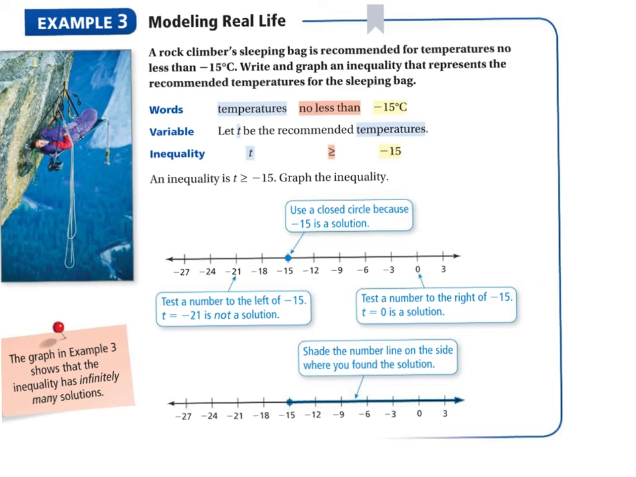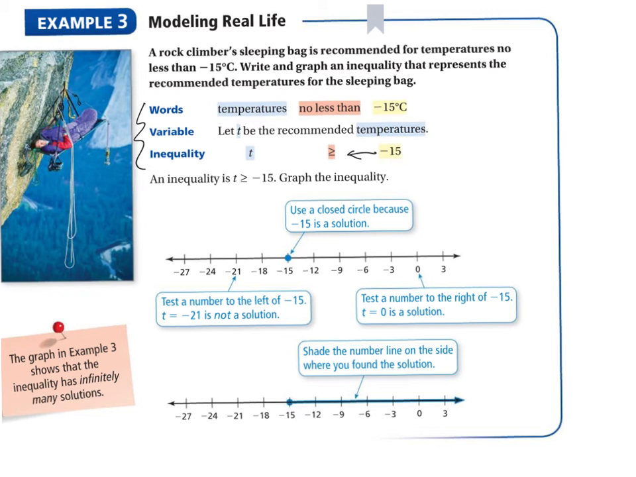Okay, so then we're going to have to do things where we are using word problems. So it's very similar. We just have to kind of think about it and create the inequality that they did here. So a rock climber's sleeping bag is recommended for temperatures no more than negative 15. So the temperature is no more than negative 15. That means it can't be more. So therefore, it is less than. Therefore, this negative 15 is less than.